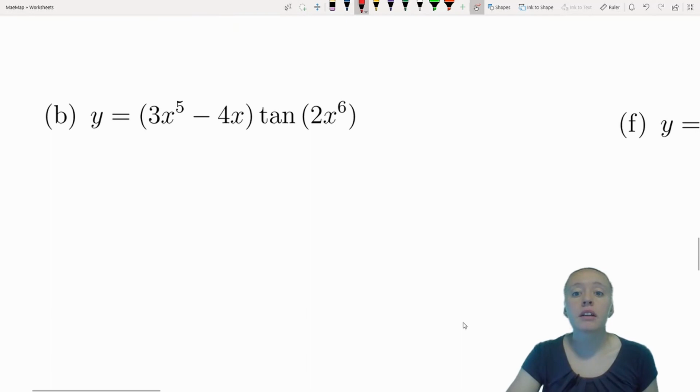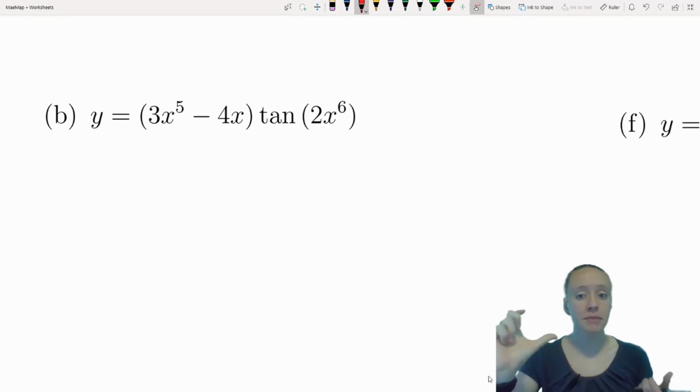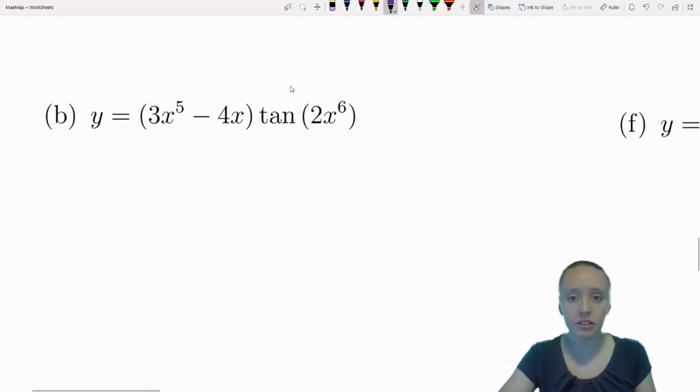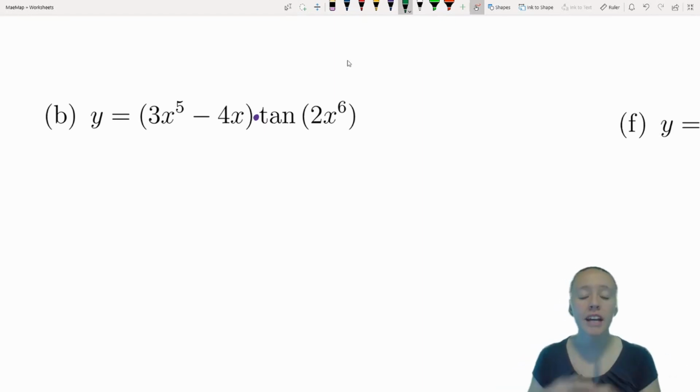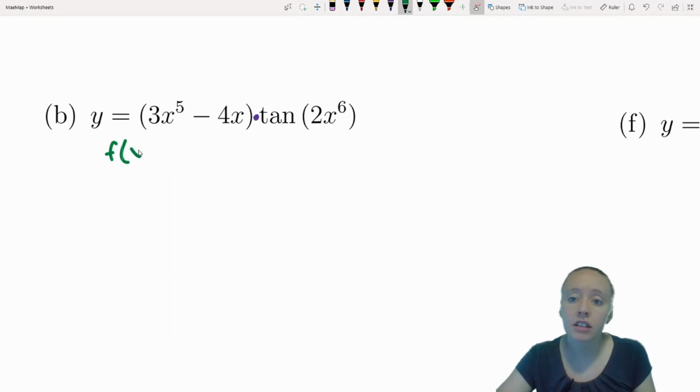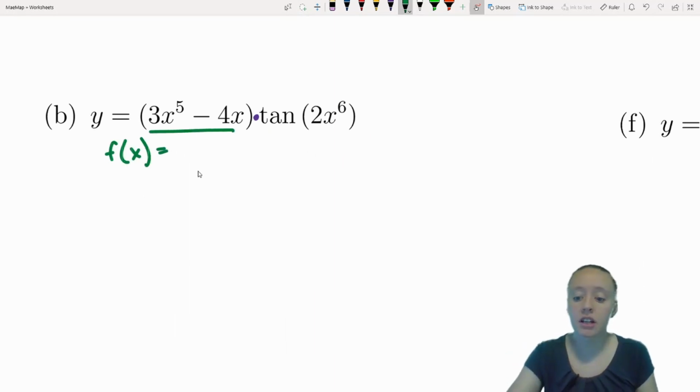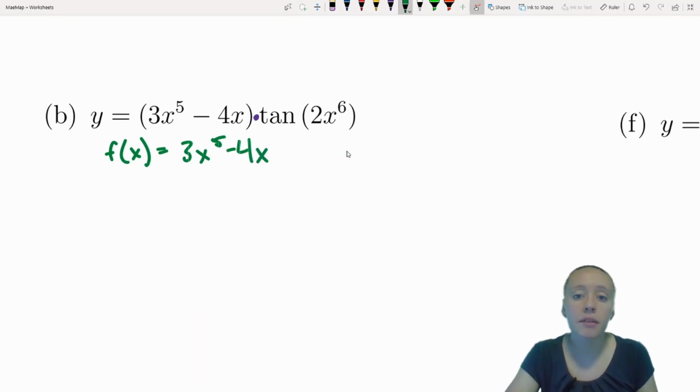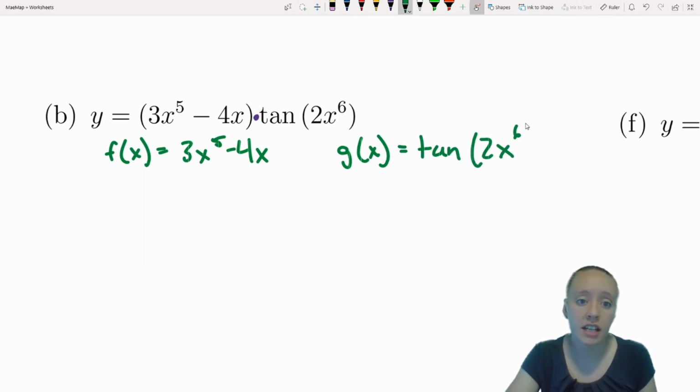Moving on to part B, we have 3x to the fifth minus 4x times the tangent of 2x to the sixth. A function times another function, we're going to have to do a little bit of product rule here. So let's do the bookkeeping like I showed you in that product and quotient rules example worksheet. So my f of x is going to be that first function of 3x to the fifth minus 4x, and my g of x is going to be that second function of the tangent of 2x to the sixth.